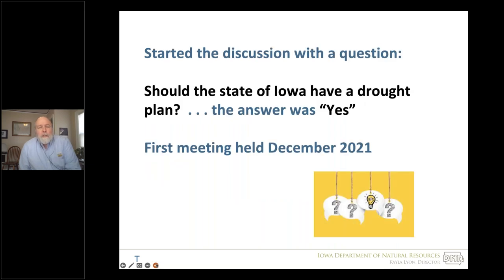So we started the discussion by just having a question among the three agency representatives. Should we have a drought plan? We've been getting by with these emergency operations center spontaneous meetings to deal with drought. But the question was, should we have a drought plan? And the answer among those of us who were at that first conversation was absolutely yes, that we should have a drought plan. It would be a great idea to put one together. So the first meeting of folks to start planning drought plan development was in December of 2021, to kind of get the ball rolling. And our initial desire was to have the drought plan completed in about a year. So next slide.